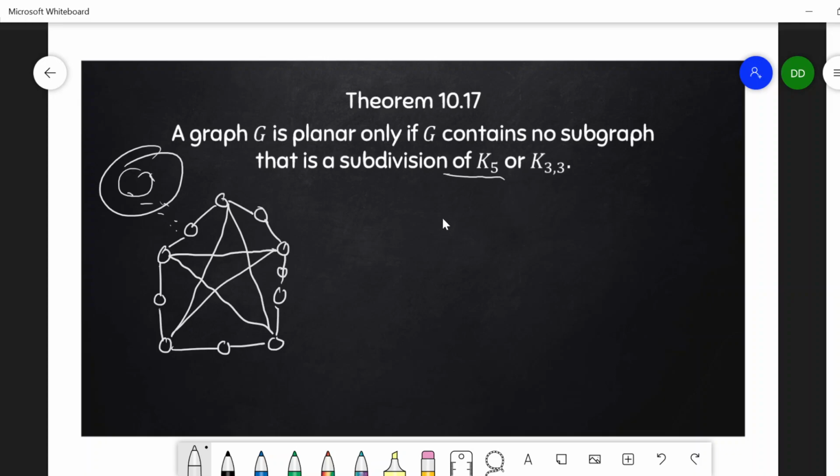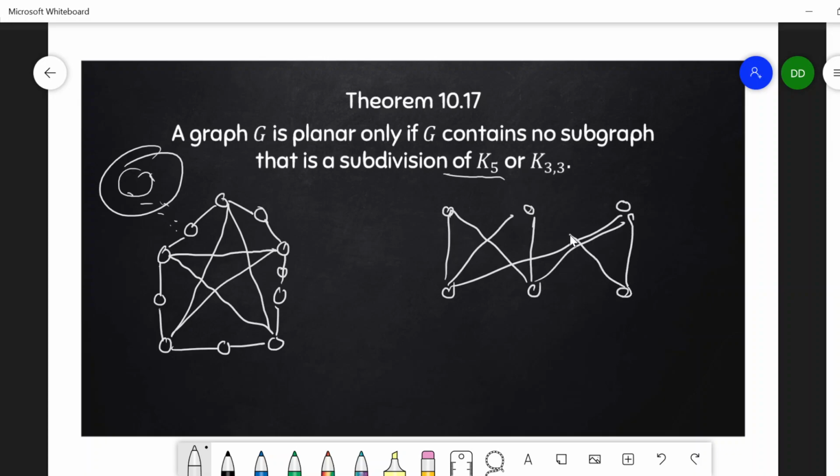And same idea with K3,3. So here's K3,3, which I know to be non-planar. If I just subdivide edges in K3,3, so if I add vertices in here, this isn't going to change whether or not it's planar. It's still going to be non-planar. And so if I find this somewhere in my graph, as a subgraph of my graph, then necessarily I have some subgraph that's non-planar, and so the original graph G is non-planar. Right, so that's the idea. A graph is planar only if it doesn't contain a subdivision of K5 or a subdivision of K3,3.